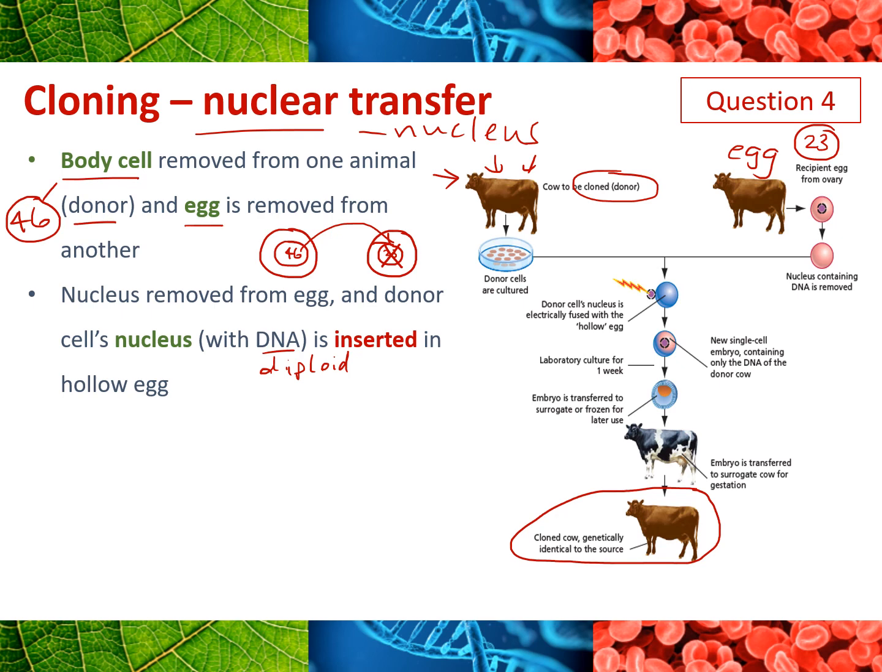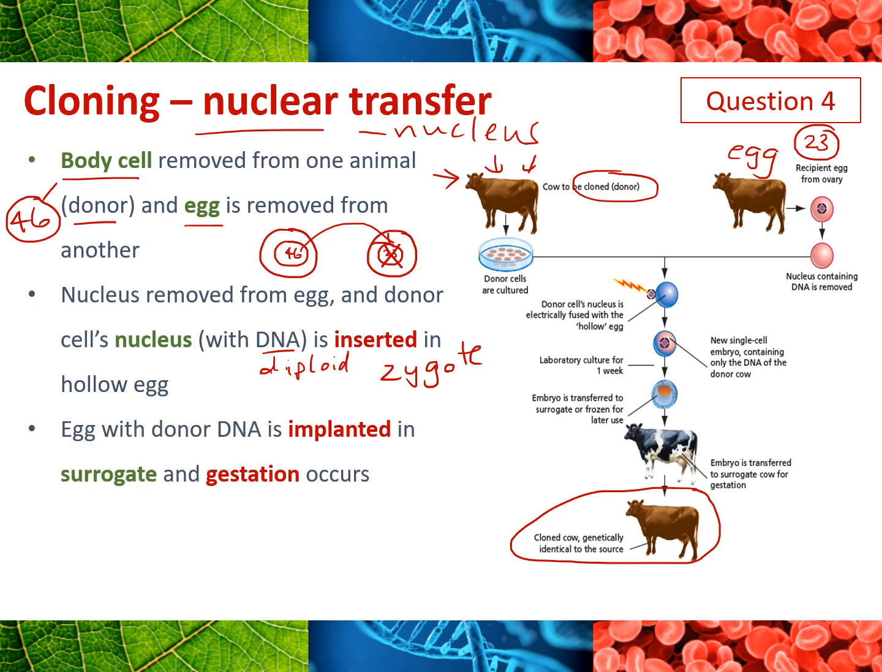Now, technically, I guess we could say this is now basically a zygote, because that entire organism is going to stem from this egg. It's just that the egg was never fertilized, it was just given a whole set of DNA. That egg with the donor DNA is now implanted into a surrogate and gestation occurs.